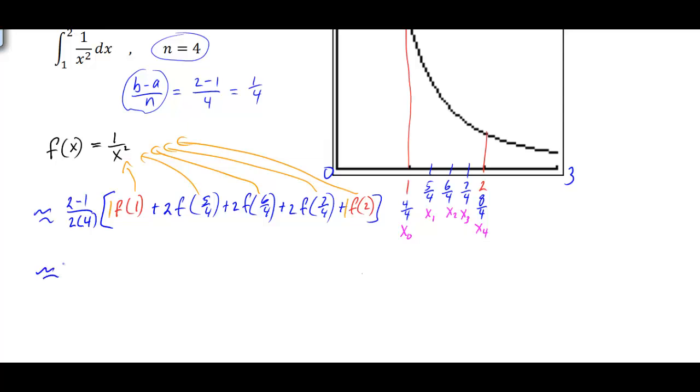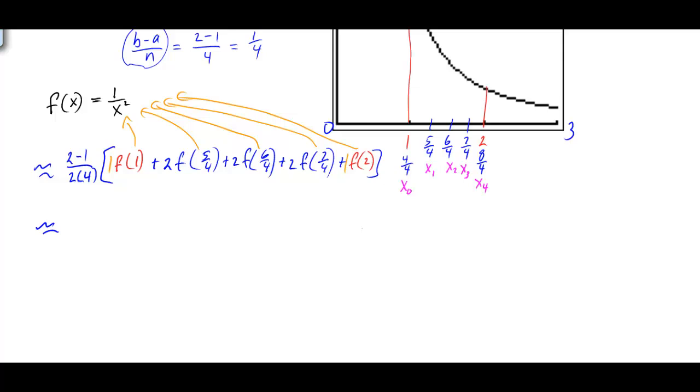So if we do that, we would then simplify this to 2 minus 1 over 2 times 4, so that becomes 1/8. And if we plug 1 in for x, we get 1 squared, so that becomes 1. And then we get 2 times 5/4. Well, if we square 5/4, that's 25 over 16. And if we take the reciprocal, because it's 1 over 25/16, that becomes 16 over 25 plus 2 times, again, 6/4 is the same thing, so that would become 16 over 36 plus 2 times 16 over 49 plus, if we plug a 2 in, that's squared, so that's simply 1/4.